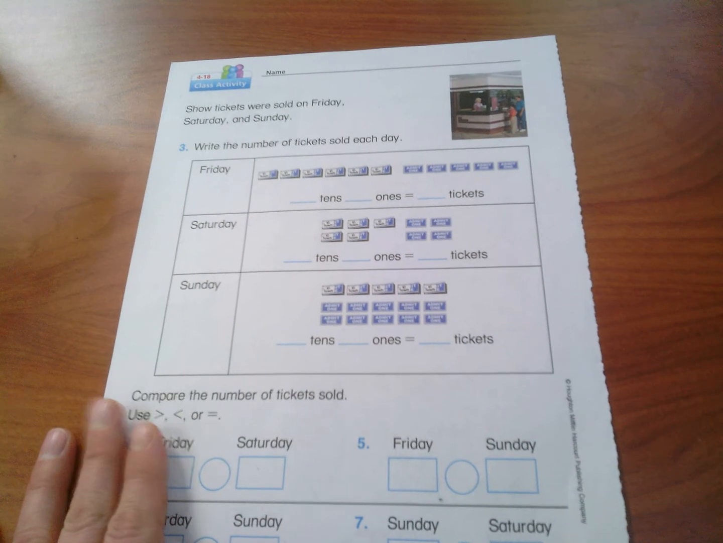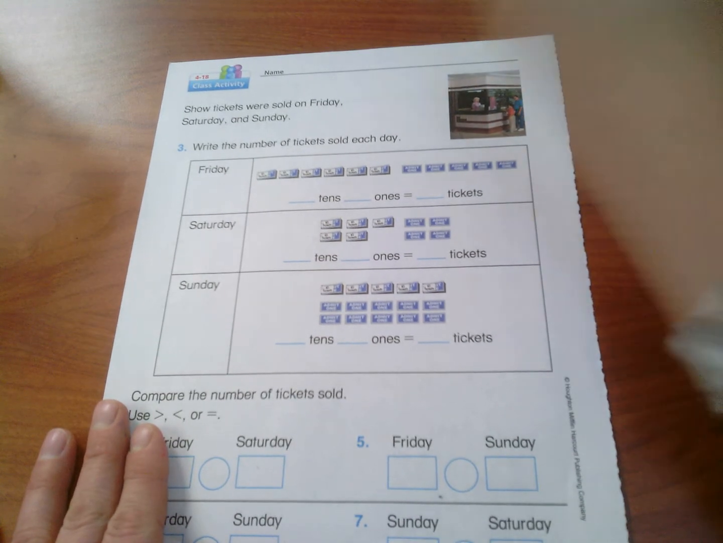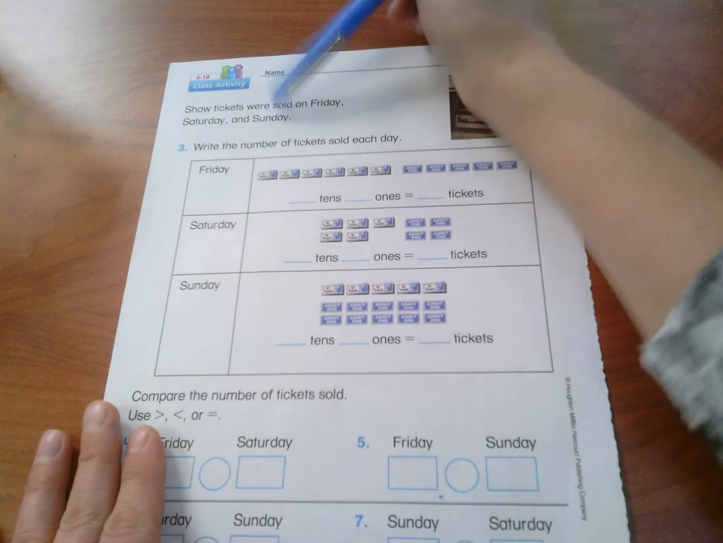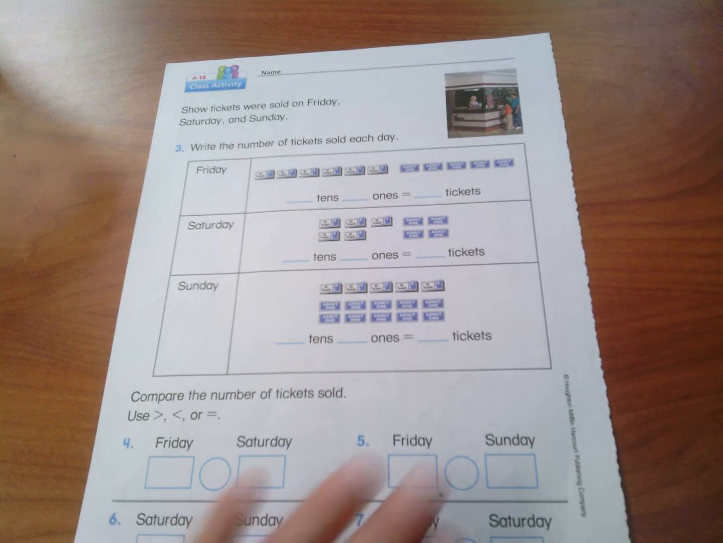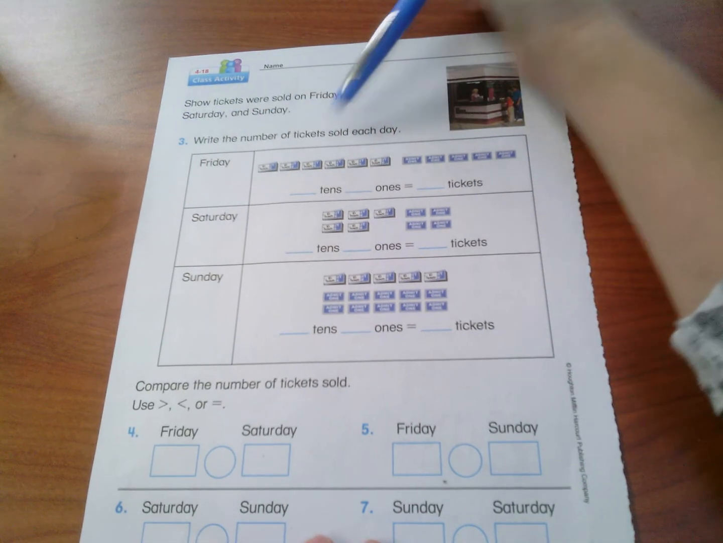So these are the show tickets that were sold on 3 days, Friday, Saturday, and Sunday. So this is a graph. So first we need to fill in the graph to be able to solve the bottom problems. So it says write the number of tickets sold each day.